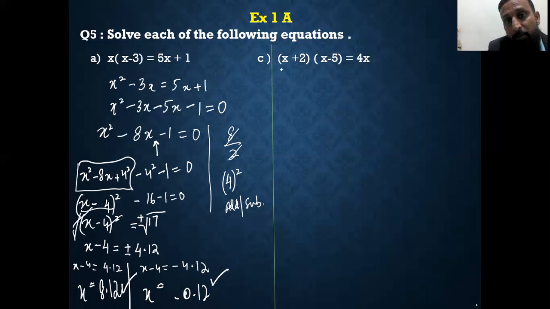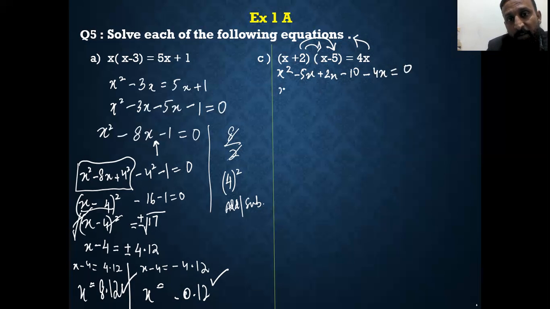So let's multiply the two brackets. X multiplied by x makes x squared. X multiplied by minus 5 makes minus 5x. Then we have 2 multiplied by x, which is positive 2x. Then 2 multiplied by negative 5 makes negative 10. Bring this 4x on this side, so we have minus 4x equals 0.